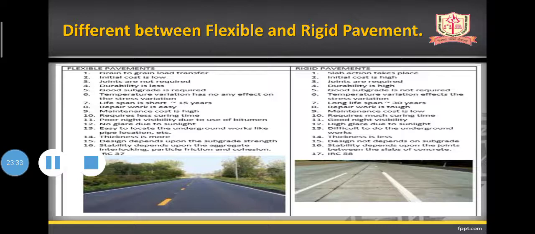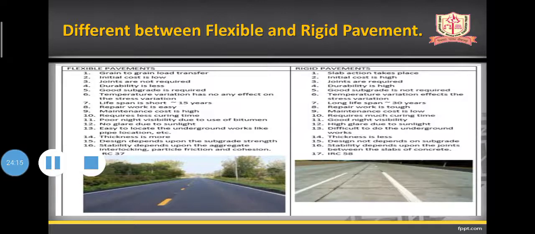Then, the stability depends upon aggregate interlocking, particle friction and cohesion, whereas the stability depends upon the joints between the slabs of the concrete. Because in the flexible pavement each and every grain or material is taking the load, therefore the function or character of each grain is considered in the flexible pavement, while in a rigid pavement only the joints are considered because the stability depends only upon the joints between the slabs.